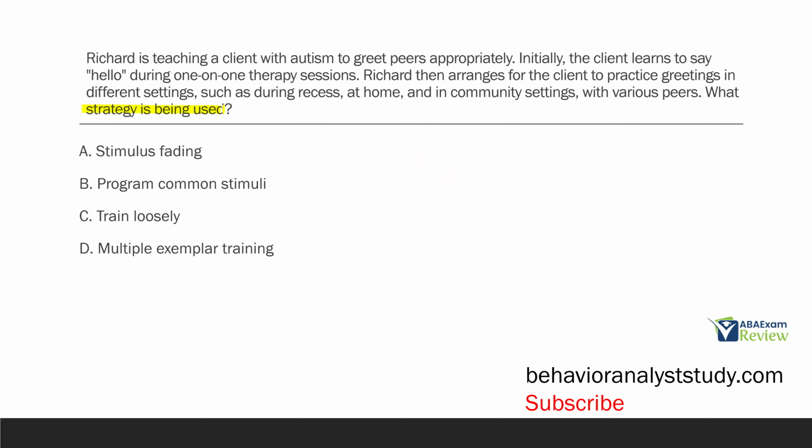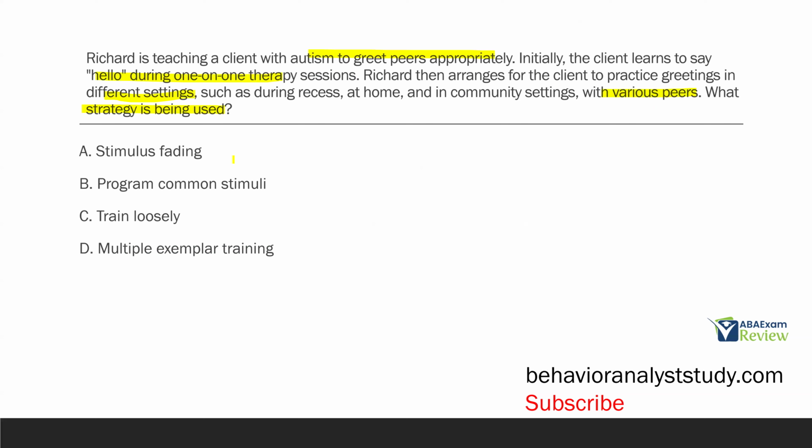All right, strategy question. What do we know so far? We know Richard is teaching a client to greet peers. We know the client learns to say hello in one-on-one. And now Richard is going to teach in natural environments, different settings with other peers. So Richard is working on generalization. And what kind of strategy is he using to promote that generalization? A, stimulus fading. Is Richard fading anything out here? No, we don't really discuss fading of stimuli in this particular question.